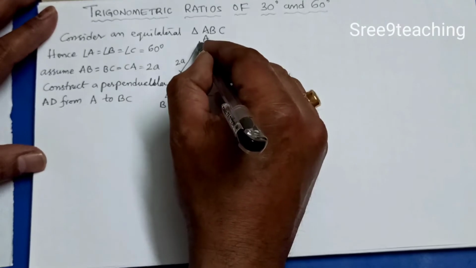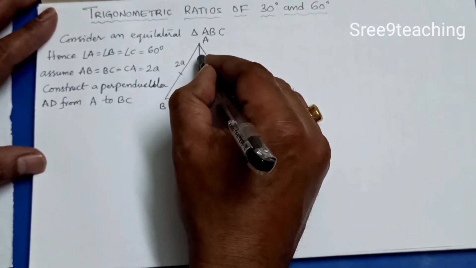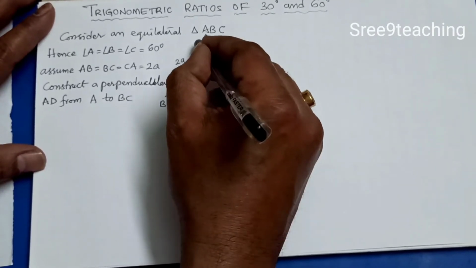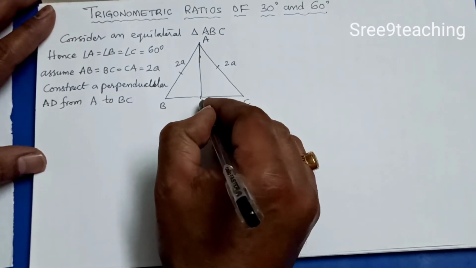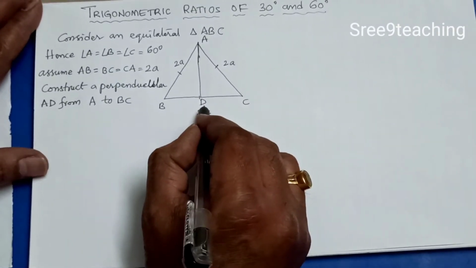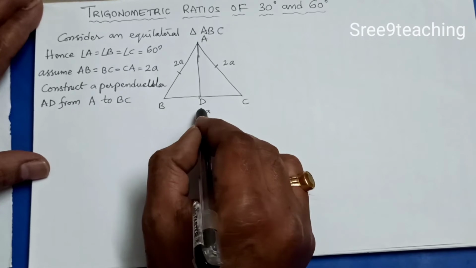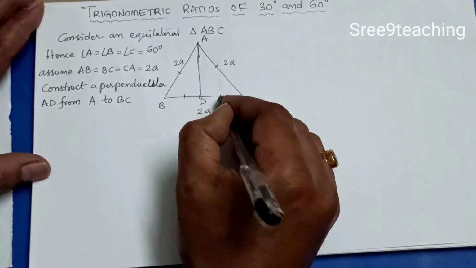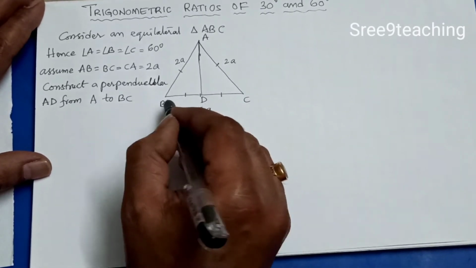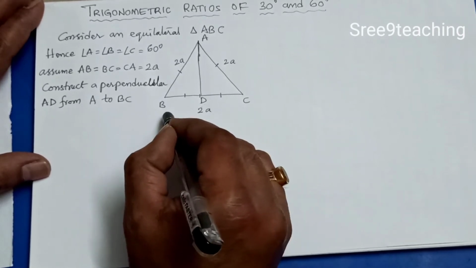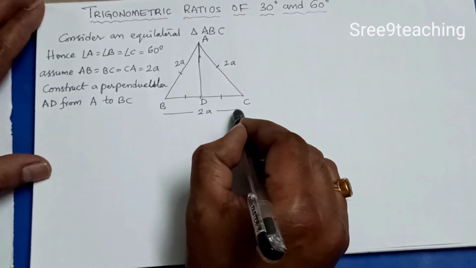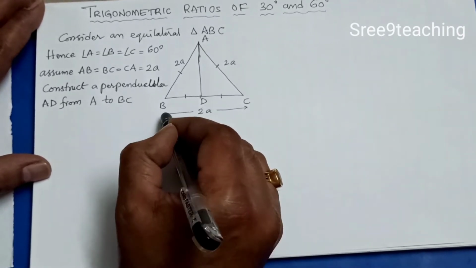We are drawing a perpendicular from A to BC, where it is touching BC at point D. It is nothing but the midpoint of BC also. Hence this side is equal. Then how much will it be? The total length of the side is 2A units.